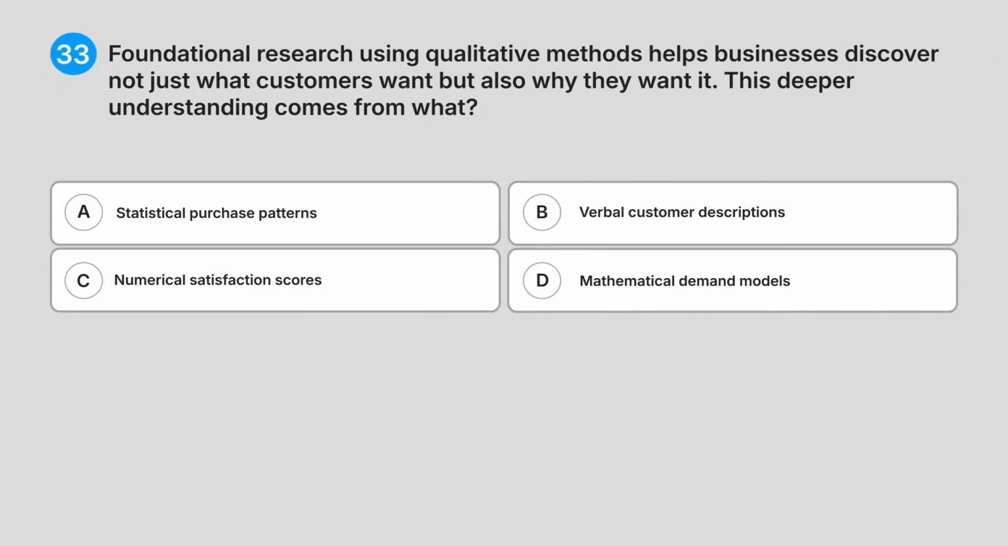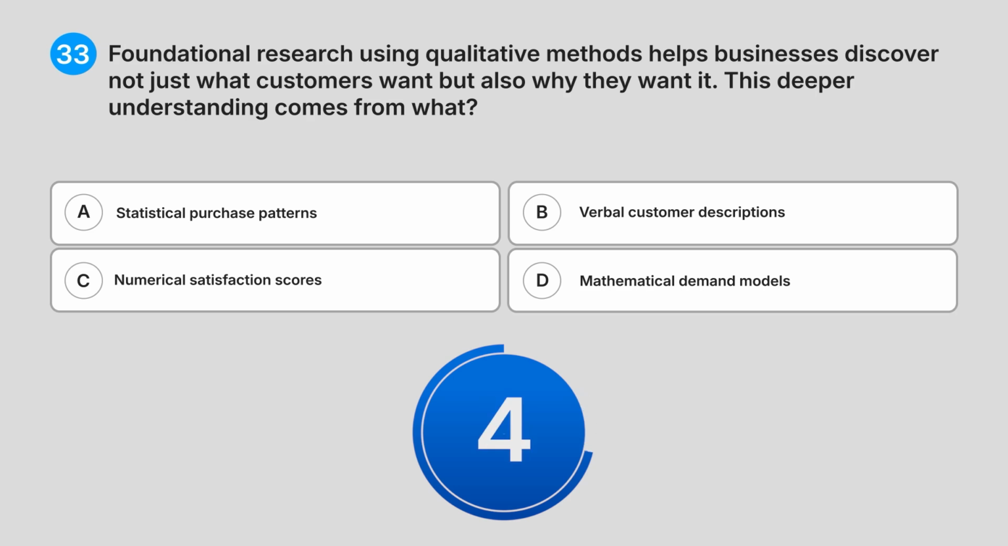33. Foundational research using qualitative methods helps businesses discover not just what customers want, but also why they want it. This deeper understanding comes from what? A. Statistical purchase patterns. B. Verbal customer descriptions. C. Numerical satisfaction scores. D. Mathematical demand models. Can you guess the answer?